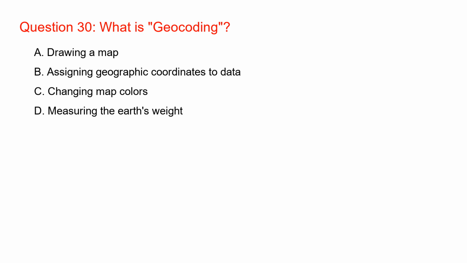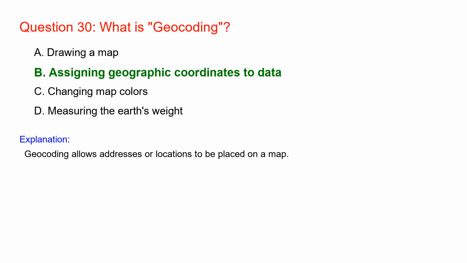What is geocoding? Assigning geographic coordinates to data. Geocoding allows addresses or locations to be placed on a map.